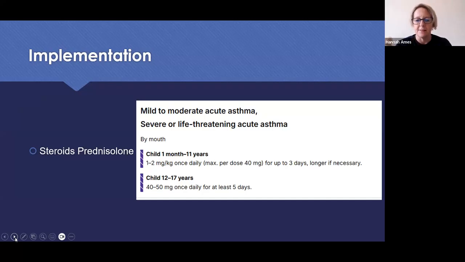Prednisolone dosage is done on weight, so 1 to 2 milligrams per kilogram, with a maximum dose of 40 milligrams. That's from 1 month to 11 years old, and then the older children can have 40 to 50 milligrams once a day, and it's normally for short periods of time, so 3 to 5 days.